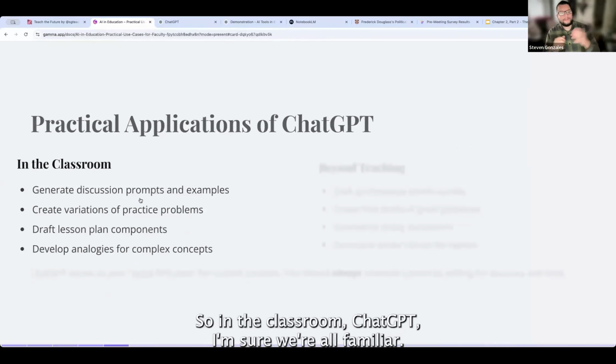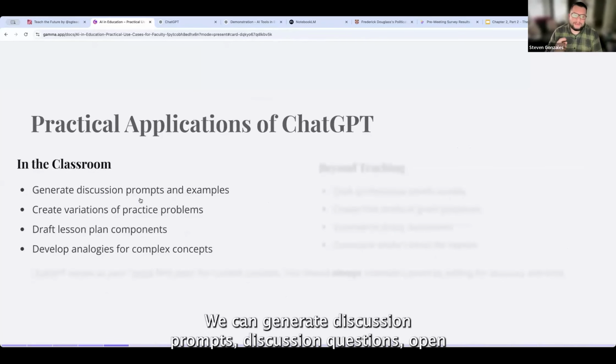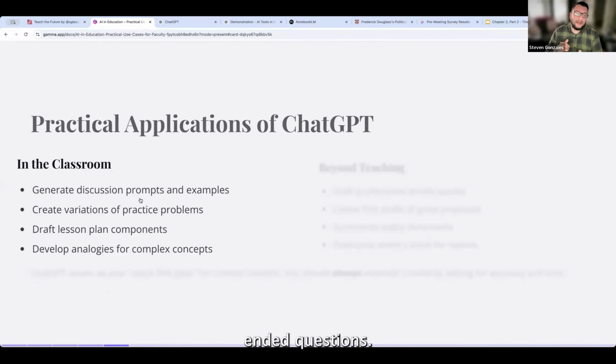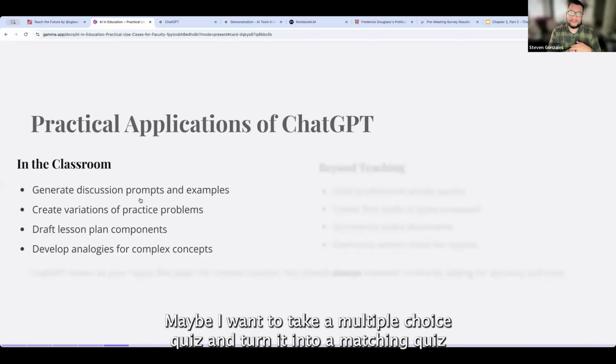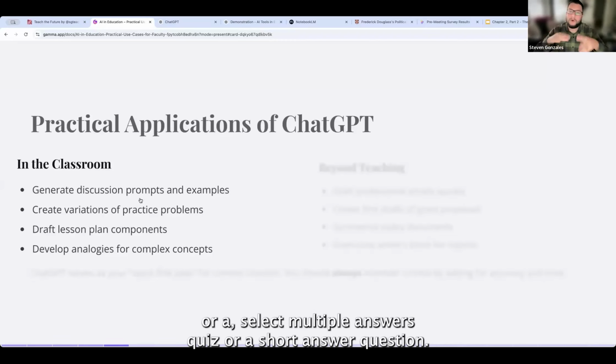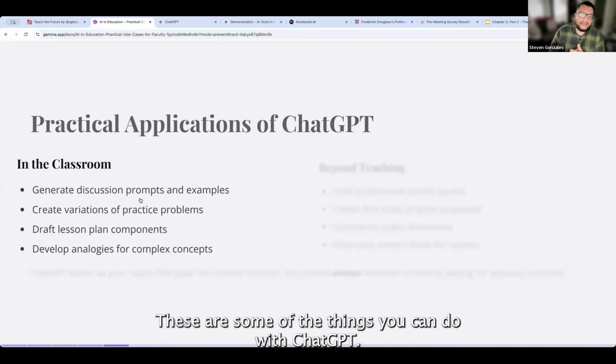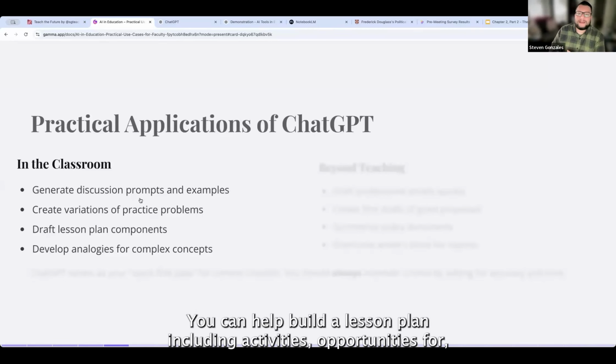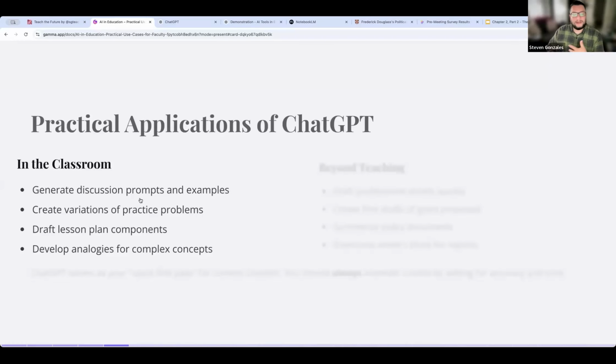So in the classroom, ChatGPT, I'm sure we're all familiar. You can generate discussion prompts, discussion questions, open-ended questions. You can create variations of multiple problems. You can input a quiz question and say, make 5 other versions of this. Maybe I want to take a multiple choice quiz and turn it into a matching quiz, or a select multiple answers quiz, or a short answer question. These are some of the things you can do with ChatGPT. You can help build a lesson plan, including activities, opportunities for learning objectives, discussions, and more.